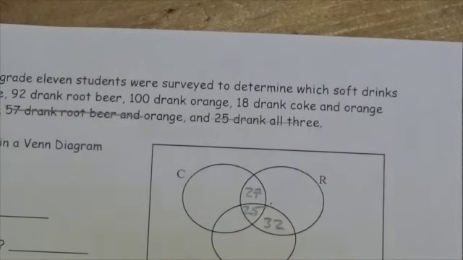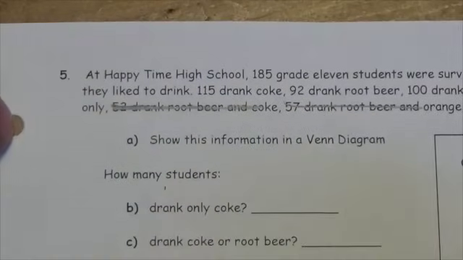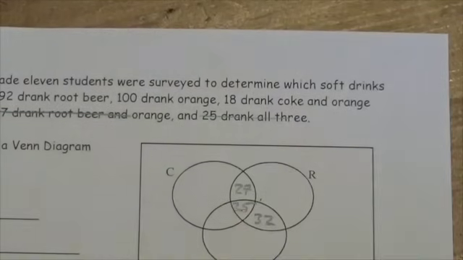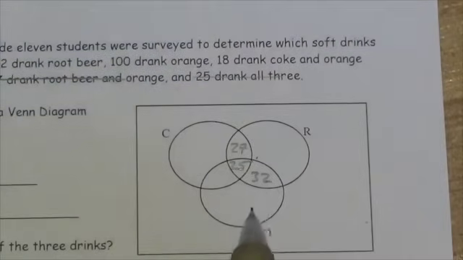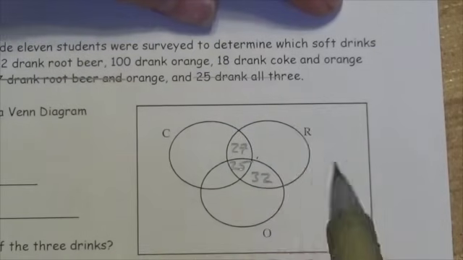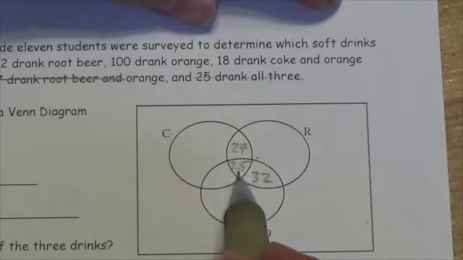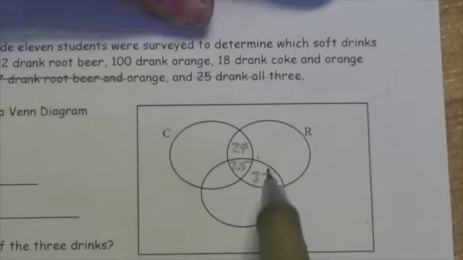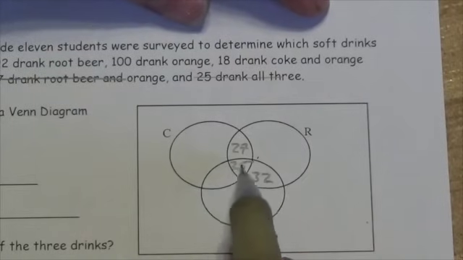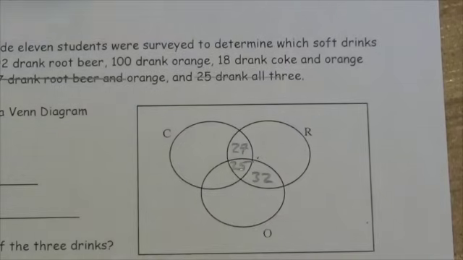18 drank Coke and orange. Oh, thank goodness. Okay, I had a brief little panic attack because I read 18 drank Coke and orange. Let me tell you why I was having a little bit of a moment here. Because it is not possible that the overlap of Coke and orange could be 18 if a subset has 25, has more than 18 in it, okay? The total of these two little subsets here should be more than 25 here. Now, if that's supposed to be 18, I run into a problem.